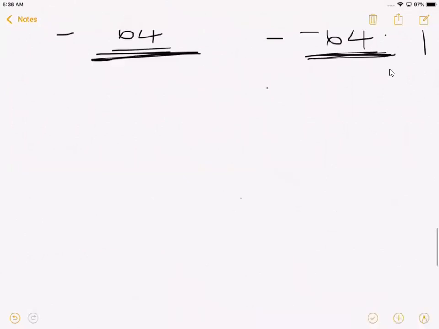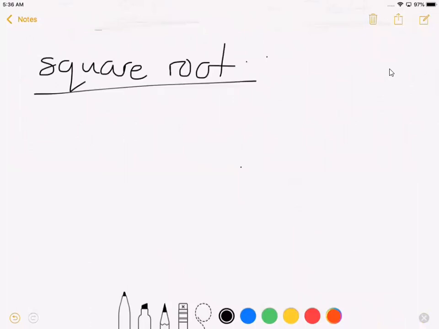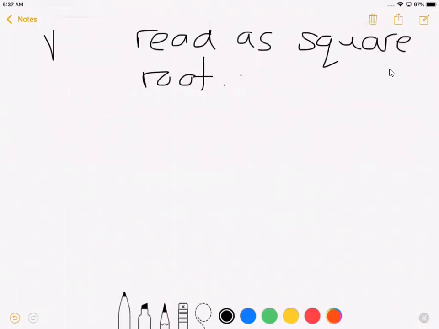Then the square root. The sign for square root is this one. You read this as square root. But what does that mean when we are saying a square root of something? I'm going to use a number in this one, for example, the square root of 4 is equal to 2.